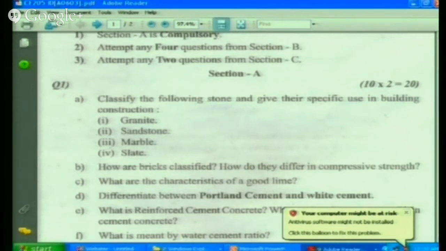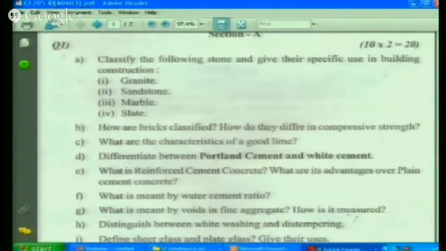And give their specific use. Is granite used only for one purpose? Yes, there can be many specific uses of granite. So when you say specific use, one should write: classify the following stones and give one specific use of these stones in building construction, right? So you can see this item or question is not properly framed.